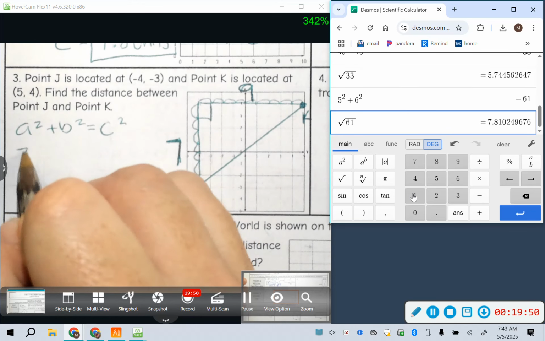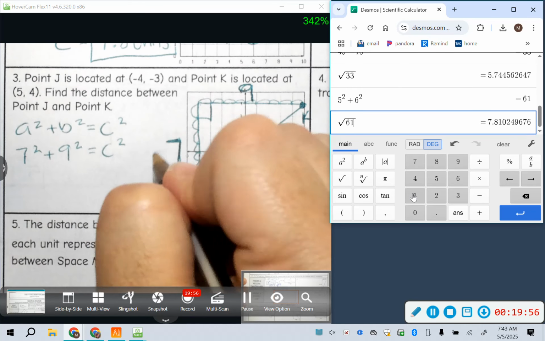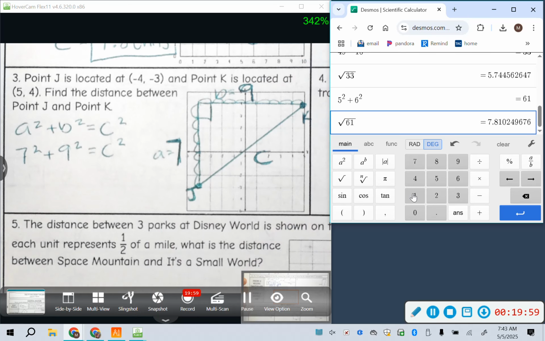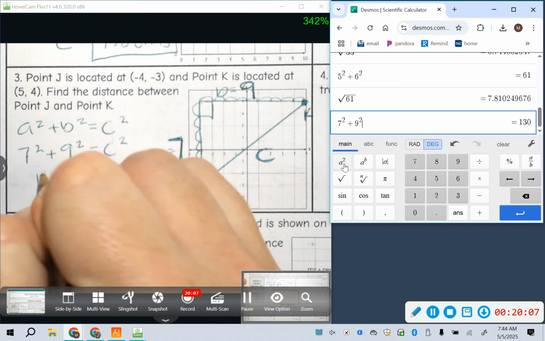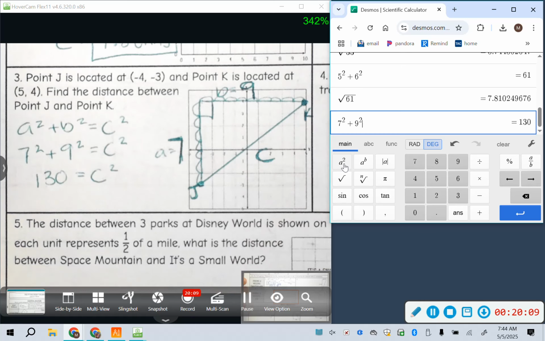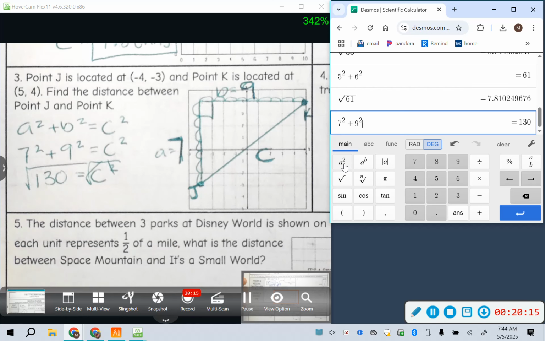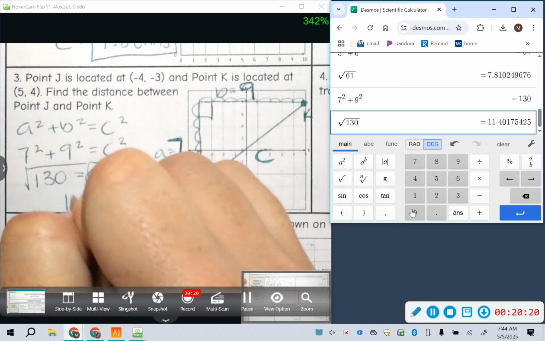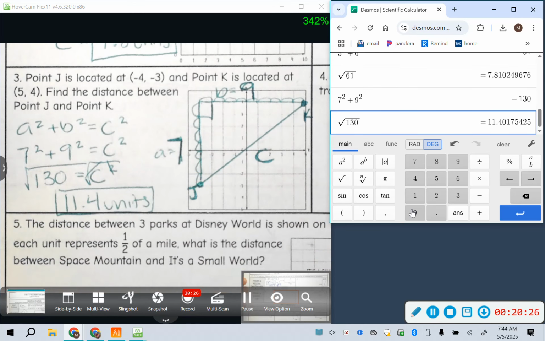So we have 7 squared plus 9 squared equals c squared. So this is our c. We'll say a, b. So we get 130 equals c squared. Last step, square root both sides. Square root cancels my squared. And I get the square root of 130, which is 11.4. Pretty simple.